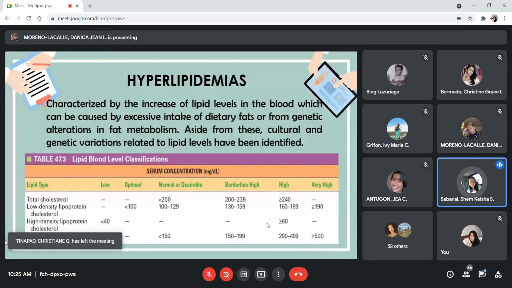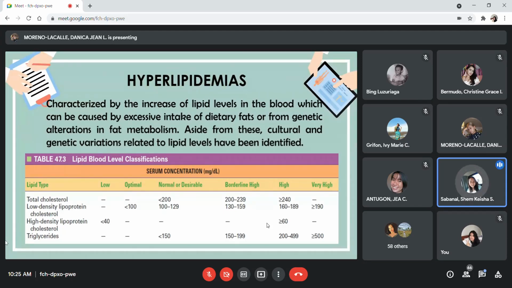Now we will discuss hyperlipidemias. Hyperlipidemia is characterized by the increase of lipid levels, which can be caused by excessive intake of dietary fats or from genetic alterations in fat metabolism.